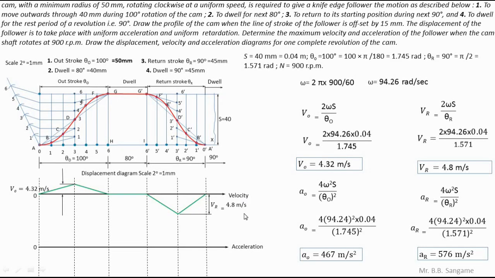Okay, next is acceleration during outstroke. Here you can see that the acceleration will be maximum at the start and at the end part, and it will be 0 somewhere at the point 3. So let us draw a rectangle. The acceleration diagram will be a profile like a rectangle. So during outstroke acceleration we have calculated 467 meter per second square. So here again you need to take 1 meter per second square equals to something mm, you need to convert. So that will be the height of the rectangle. Okay, so this is the acceleration during outstroke.